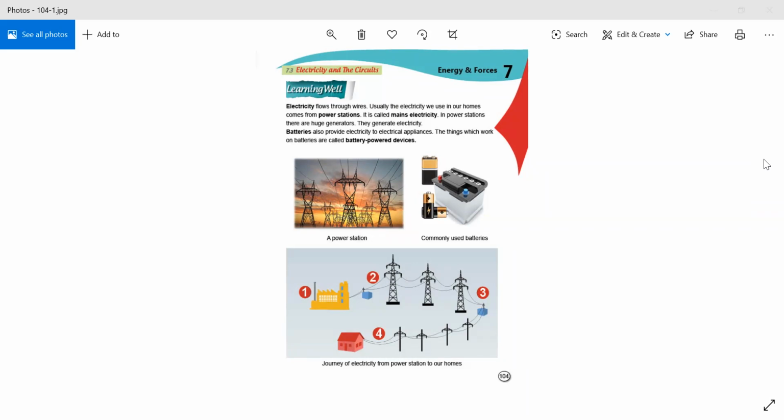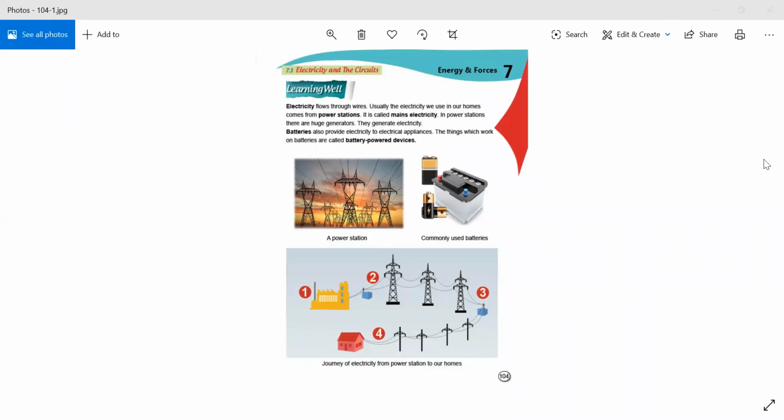Okay, so here it means that electricity flows through wires. This is compulsory, this we all know. And the electricity which we use in our homes comes from power stations. Power stations can also be called mains electricity. In power stations, there are huge generators placed there, through which they generate electricity, which we use in our homes, offices, and other places.